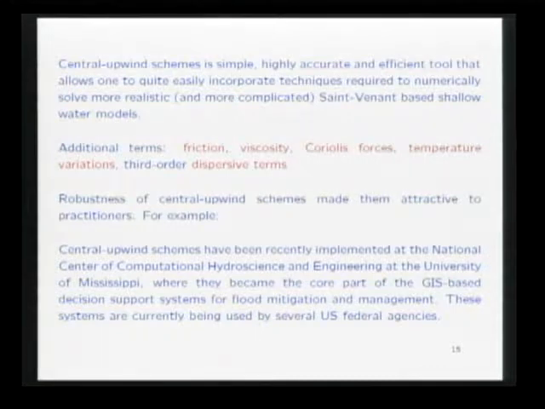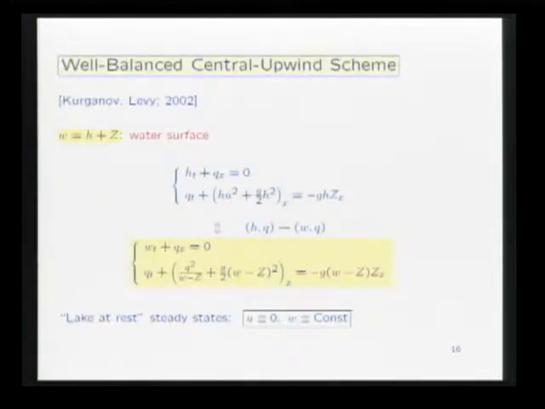It's even used to predict floods, to do flood management and flood mitigation, used by many U.S. federal agencies. The system was developed at the National Center for Computational Hydroscience and Engineering. This is a very sophisticated tool, and I learned last year that they used the Central-Upwind scheme. Okay, so how do we obtain the scheme?